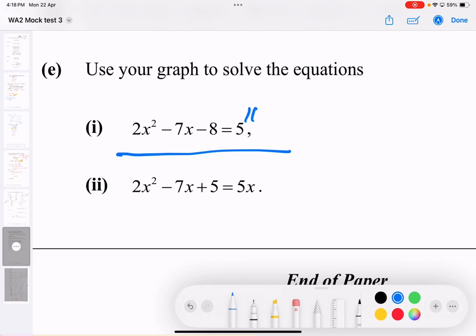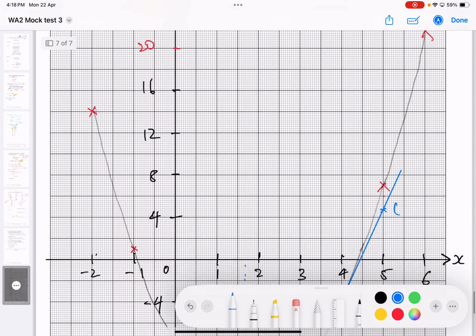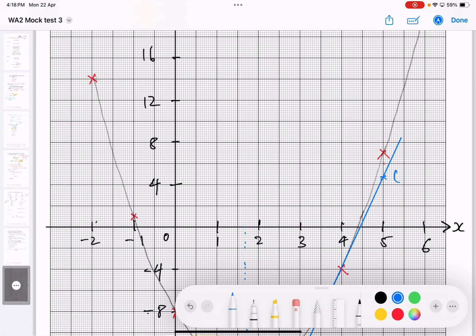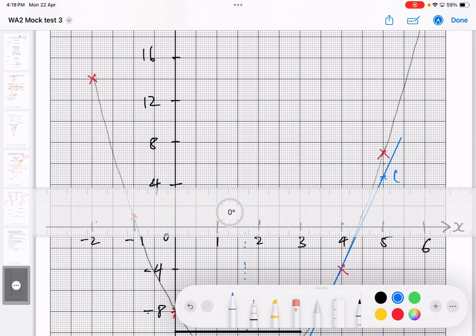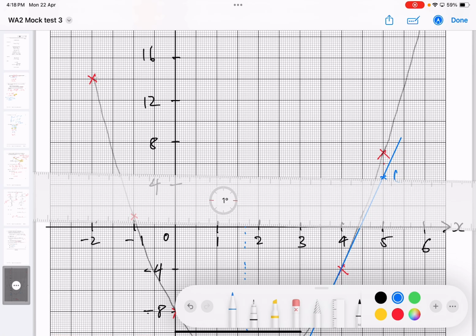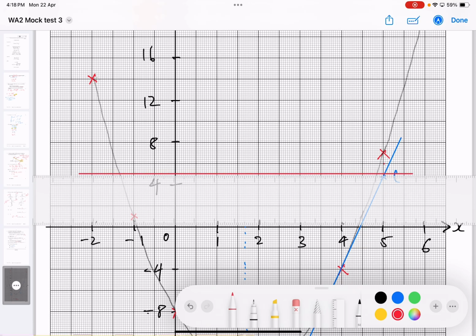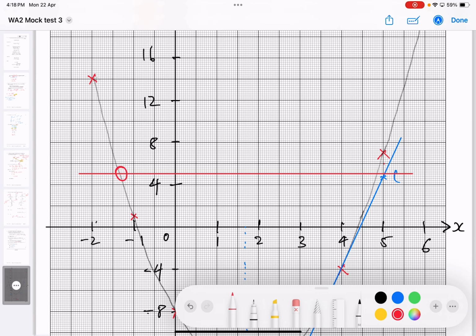So I need to actually draw out this graph of y equals 5. So I just go to my graph and use a ruler, and I draw the graph of y equals 5. It will be somewhere here. Okay, so I'll draw this. Draw this out. Your solution is just the point of intersection. Just go and read off the value of x.